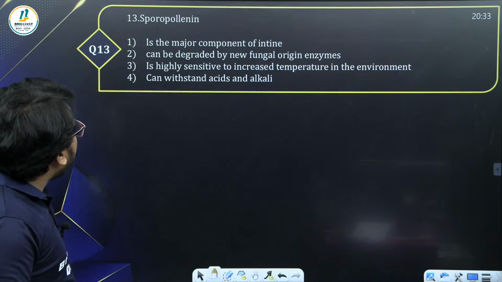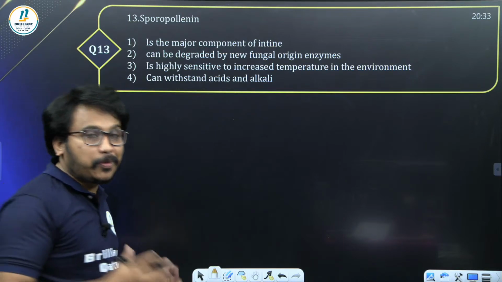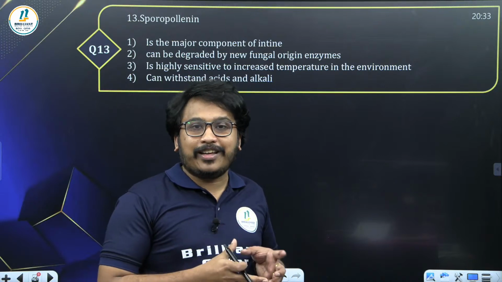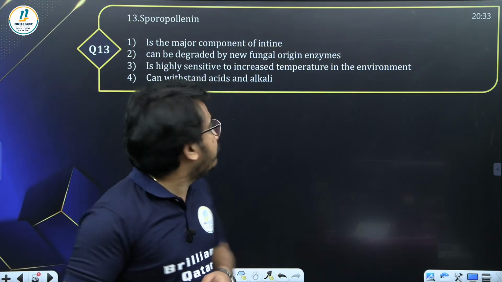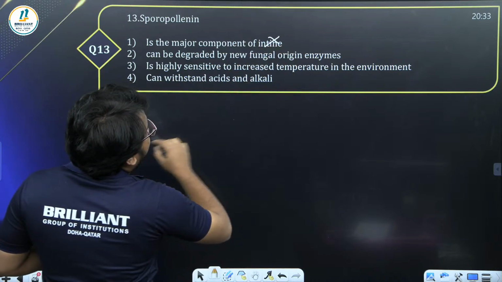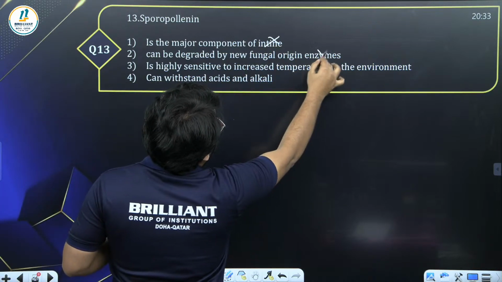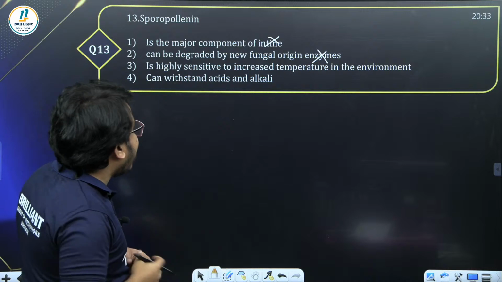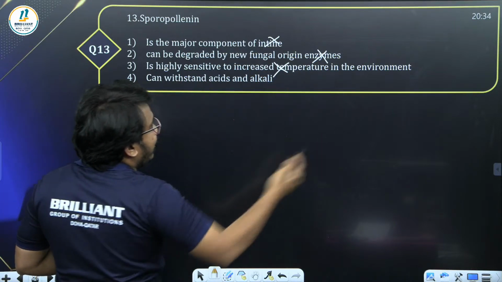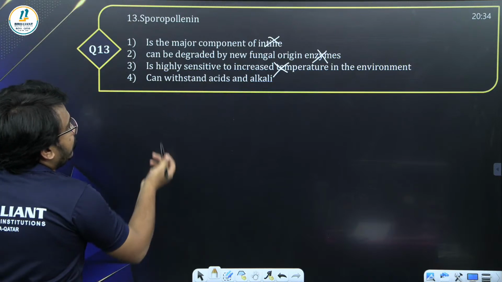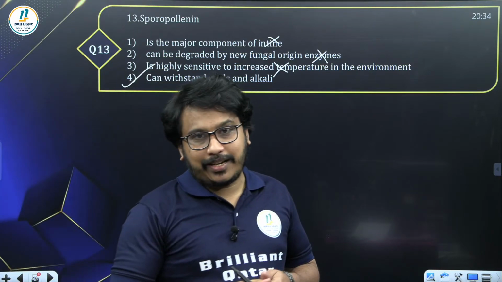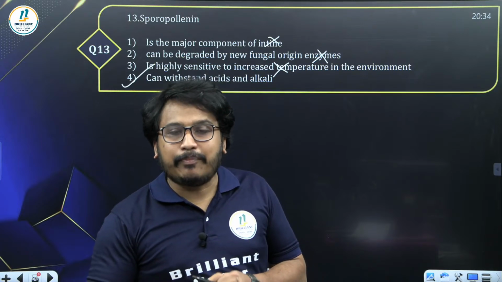Next question, sporopollenin. We already discussed this. Sporopollenin is the outermost layer of the pollen grain that is found in exine. It is the toughest material. Is the major component of intine is wrong. Can be degraded by enzymes? No, it cannot be degraded by enzyme. They are highly sensitive to increased temperature and environment? No, they can withstand high temperature and all. So they can withstand acids and alkali. So understand, this is the toughest material and it will be protecting the pollen.